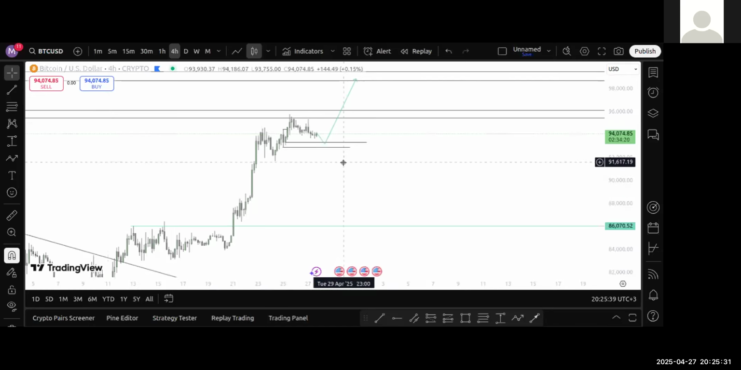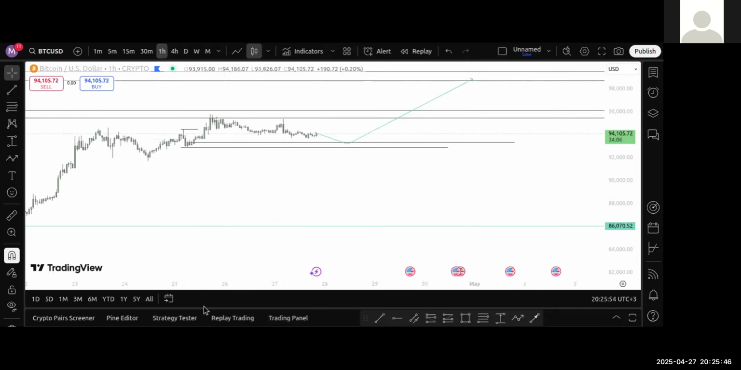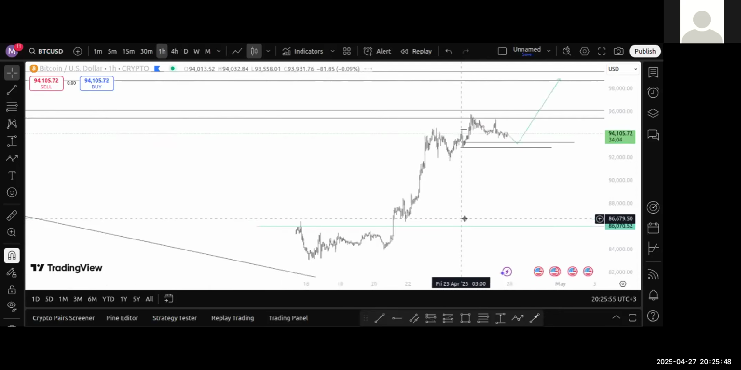If this one doesn't hold, because currently I took sales from here, I'm still holding. I want to see price make a reaction here so that I can get out of my sales. And that's all that I have to share for you guys.